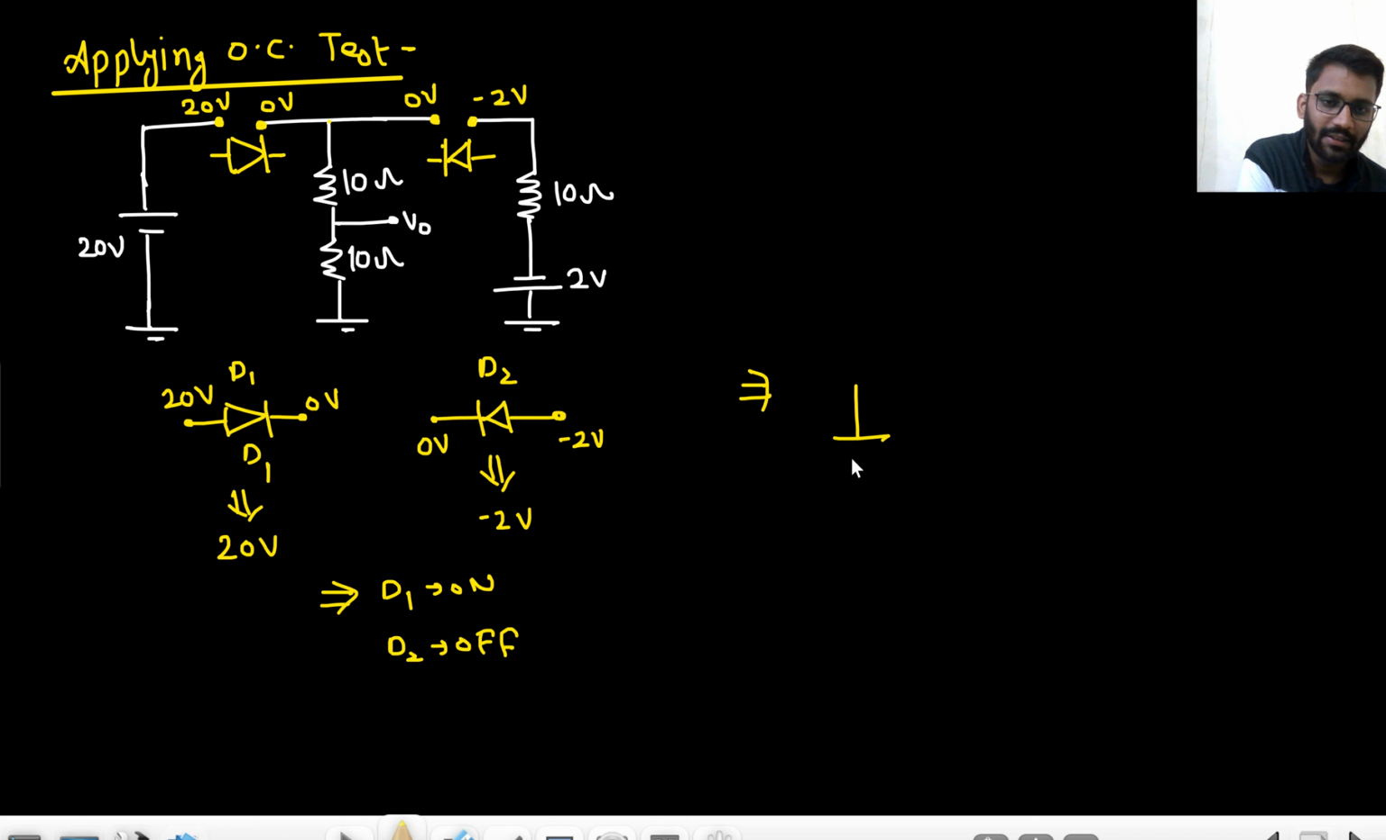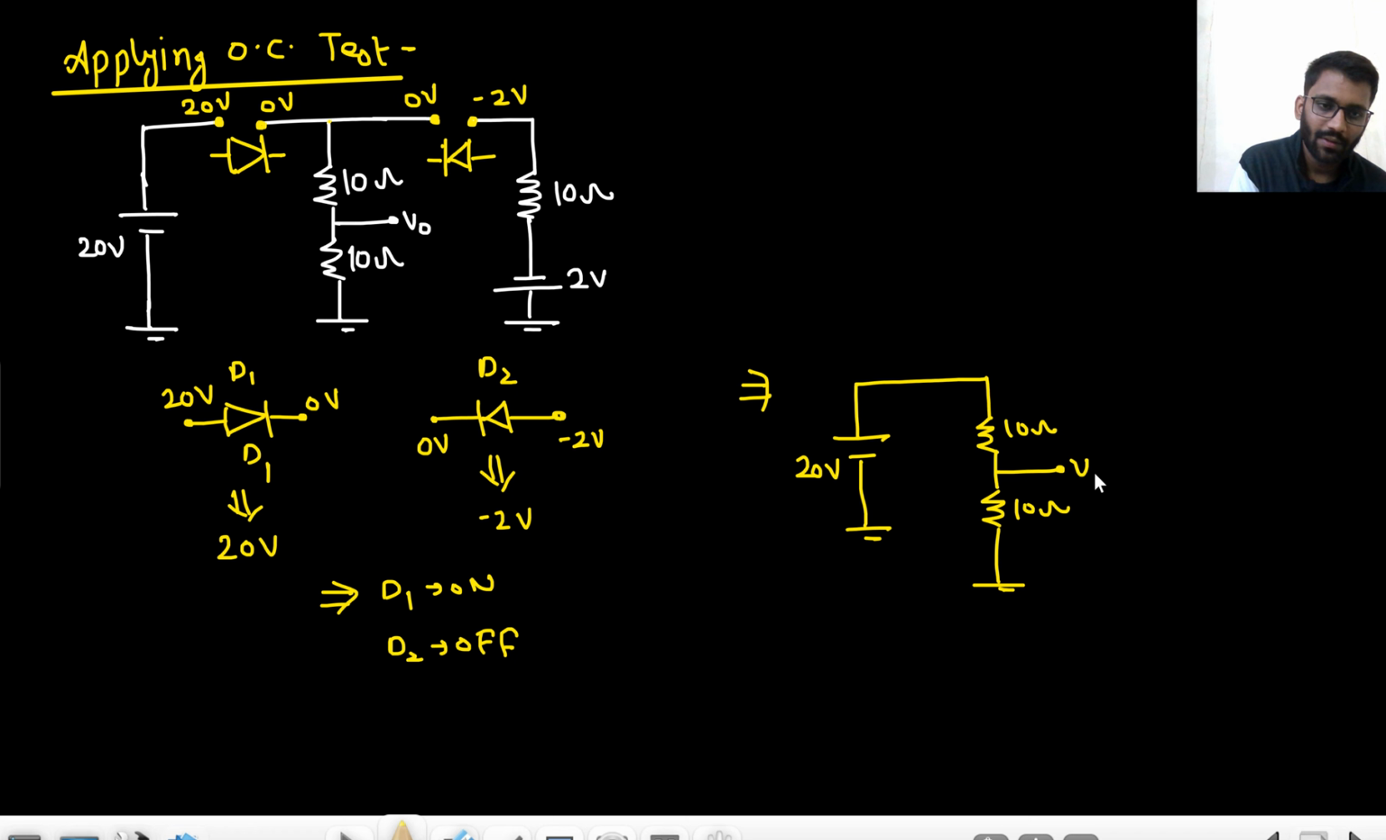If 0 volt was there here, then you can't comment, because at both sides you are having equal potential. So simply a 20 volt battery, 10 ohm resistance. What is your V naught? Simply here your V naught is 10 volt. Okay, that's it. Got my point? Let's see the next question.